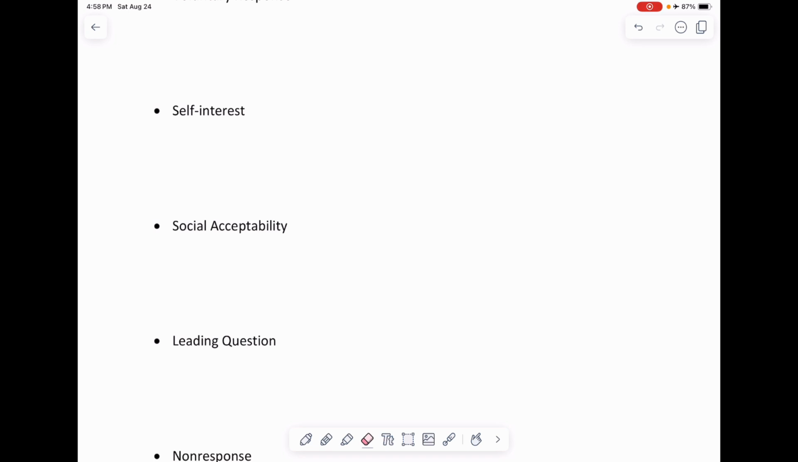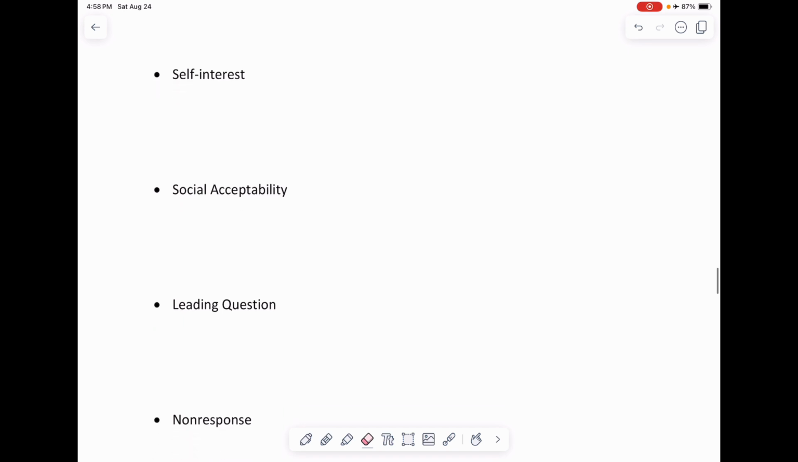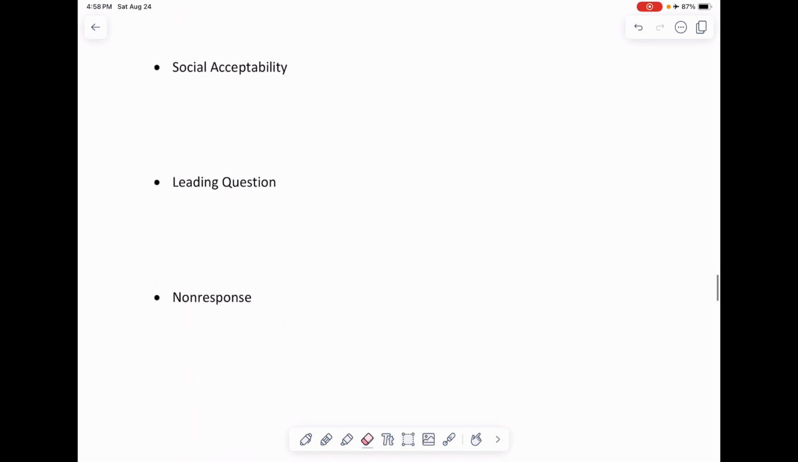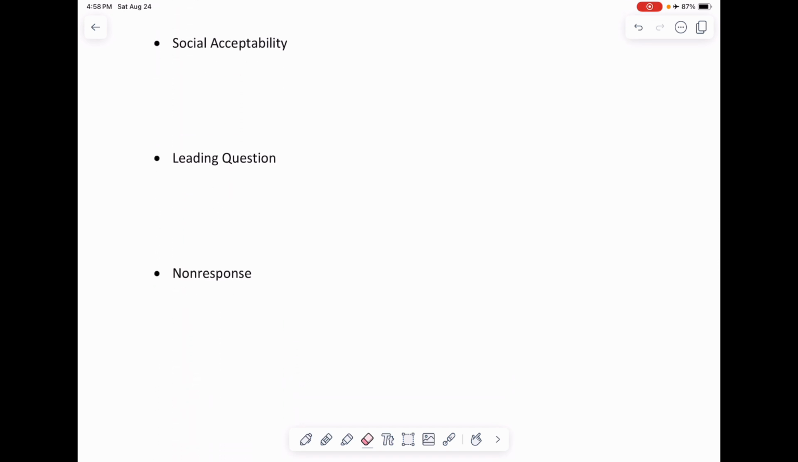Social acceptability, kind of the idea of what do I think I should say versus what is actually my opinion. Leading question, I just gave an example of that. And the non-response is different than voluntary response. Voluntary response is that idea that I can choose. Non-response is a little bit different because non-response is not just about not responding. It's not about the voluntary piece. It's more about when I can't actually access all of the people.